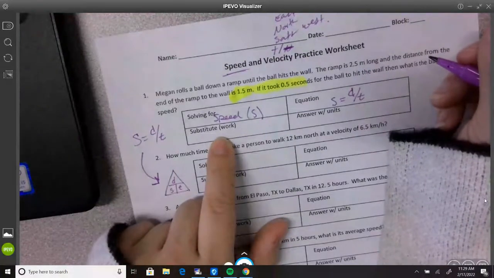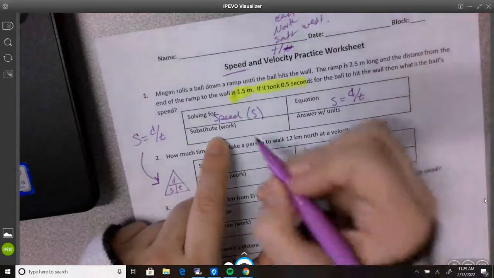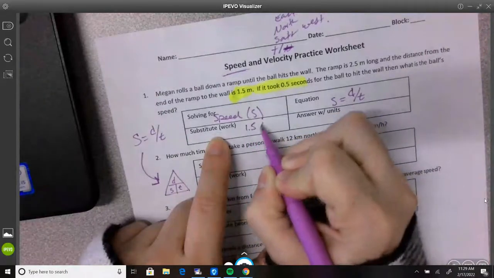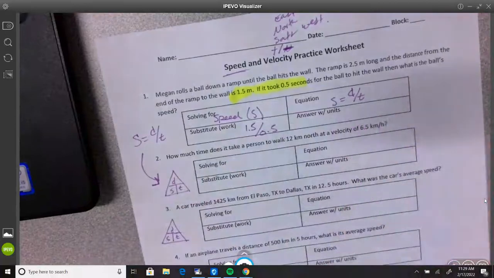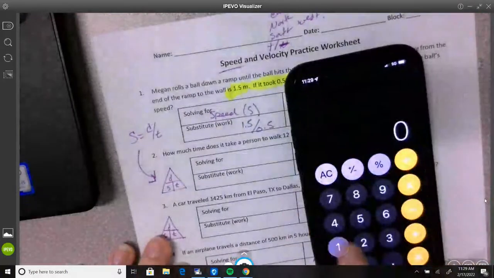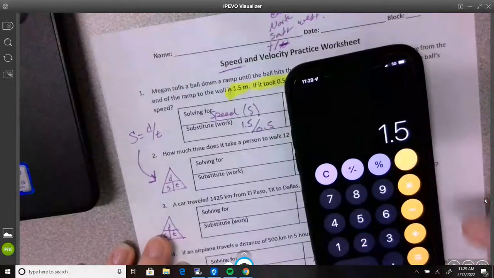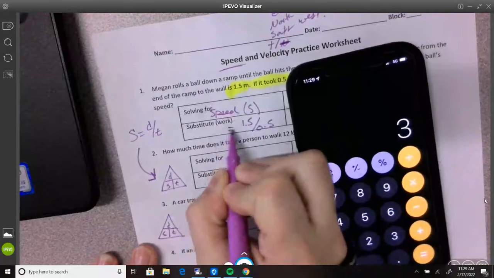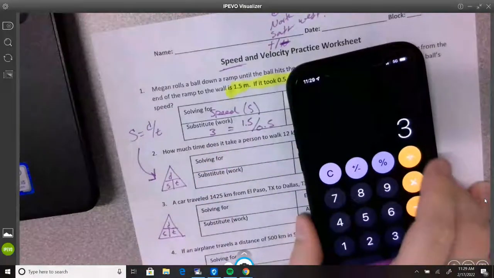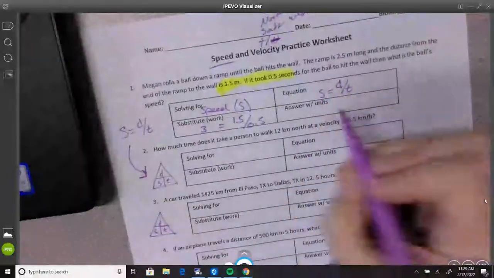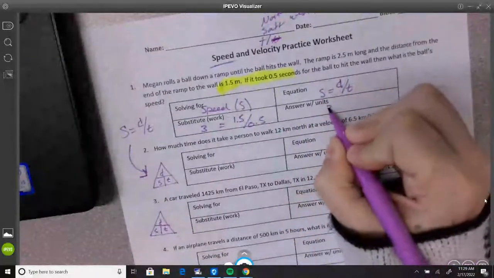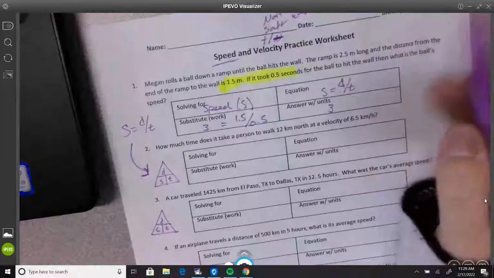All right, this is to show your work. Distance is 1.5. Time is 0.5 seconds. So you would use your calculator. 1.5 divided by 0.5, and that gets you 3. Now, this last box is asking for answers with units. We already know that the answer is 3, so let's go ahead and look at the units.